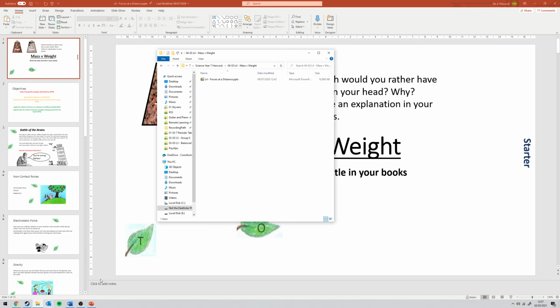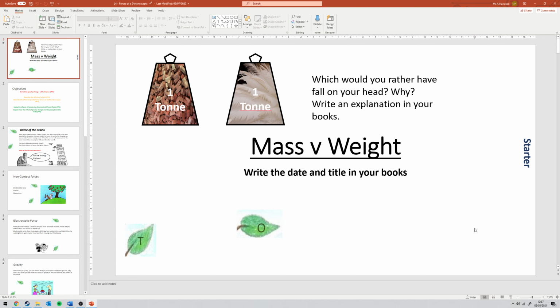Hello, Year 7. Today's lesson is going to be a bit different because we're going to do a little bit on mass versus weight. And then we're going to do a bit of revision of everything that we've done so far about forces. So to start with, which would you rather have fall on your head, a ton of bricks or a ton of feathers?